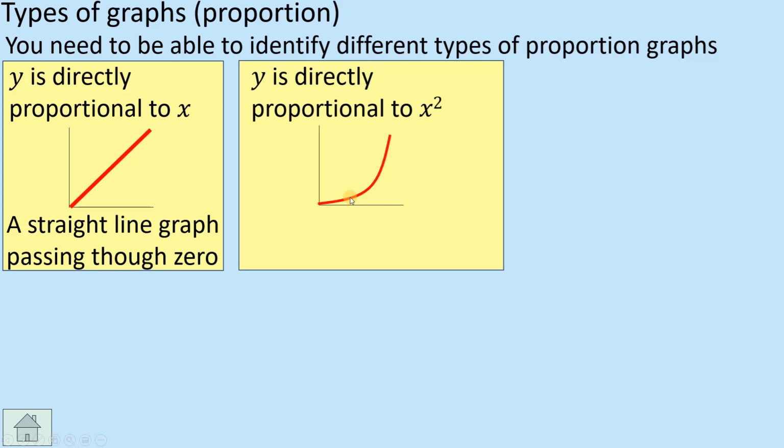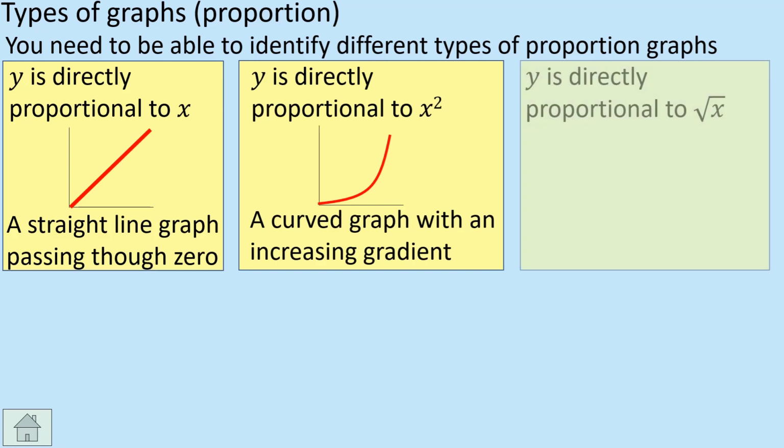And you're probably questioning why it doesn't go negative, because we're talking about something increasing in relation to something being squared. So it's basically this part of a quadratic graph, just this part. If I continue it that way, then it would go that way. But I'm not talking about something being negative. It's about my y being proportional to x squared, essentially. So a curved graph with an increased gradient.